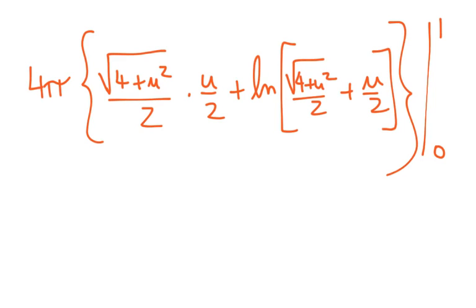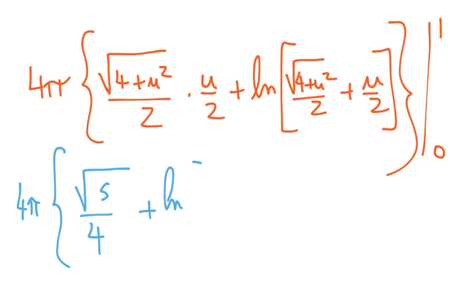All right. So this is 4 pi times the square root of 4 plus 1, which is square root of 5, over 2, times 1 over 2, which is 4, plus log of the square root of 4 plus 1, square root of 5, over 2, plus 1/2.